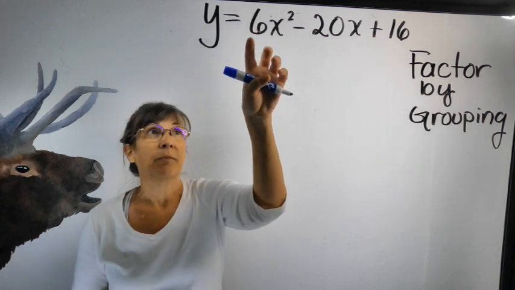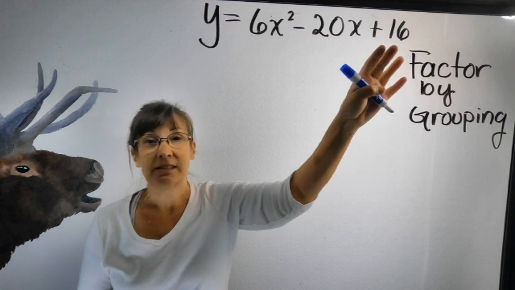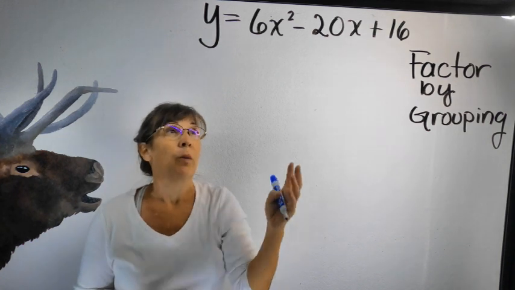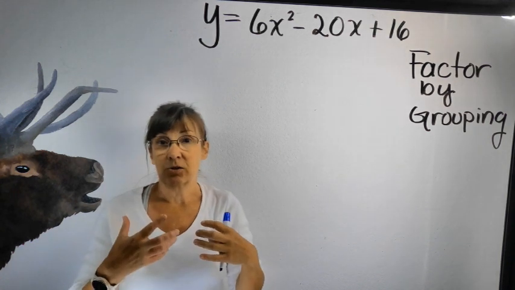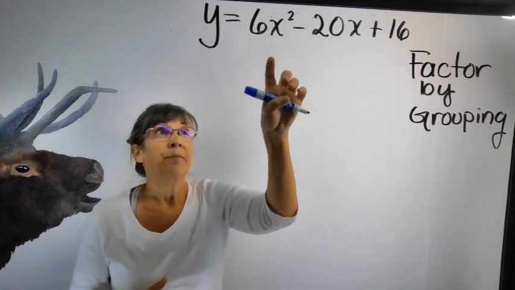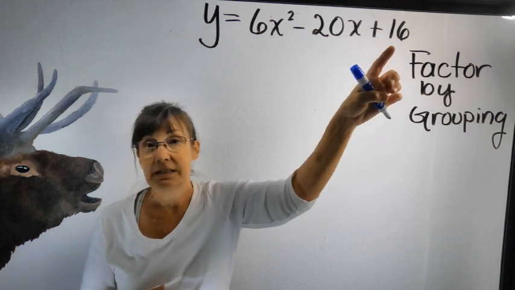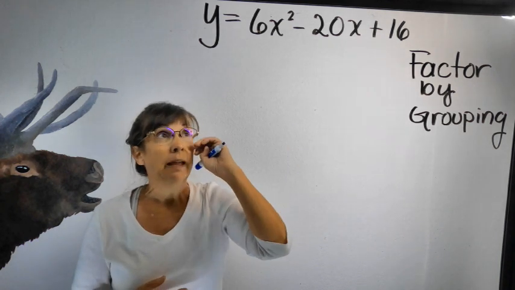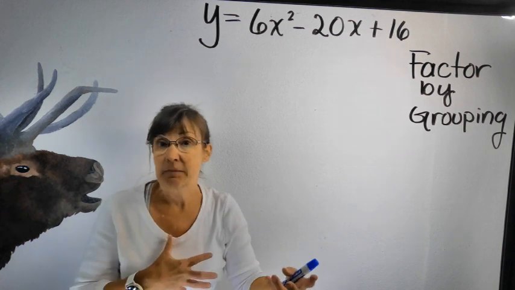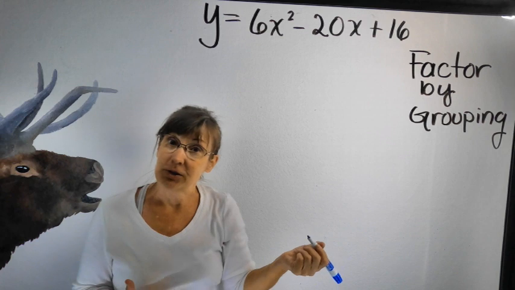I see I have my A value is 6, my B value is -20, and the C value is 16. We want to think about, is there a greatest common factor between those three numbers? And yes, there is. 6 is divisible by 2, 20 is divisible by 2, and 16 is divisible by 2. It is in fact the largest number that can be divided into each of those. So I'm going to go ahead and factor the 2 out first.